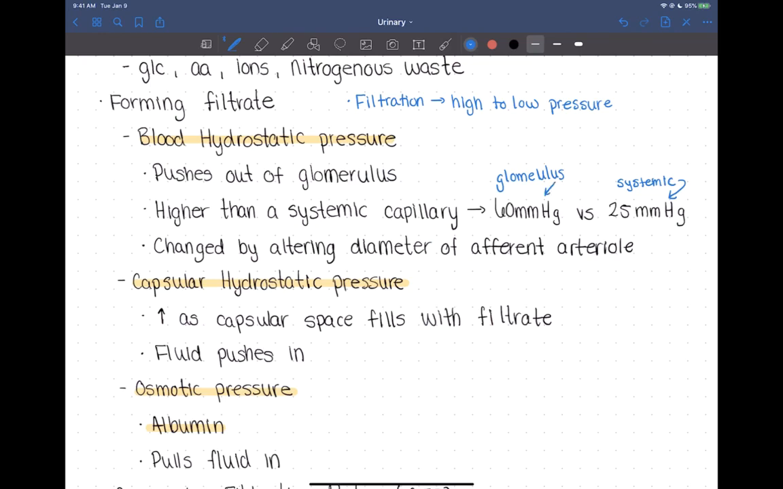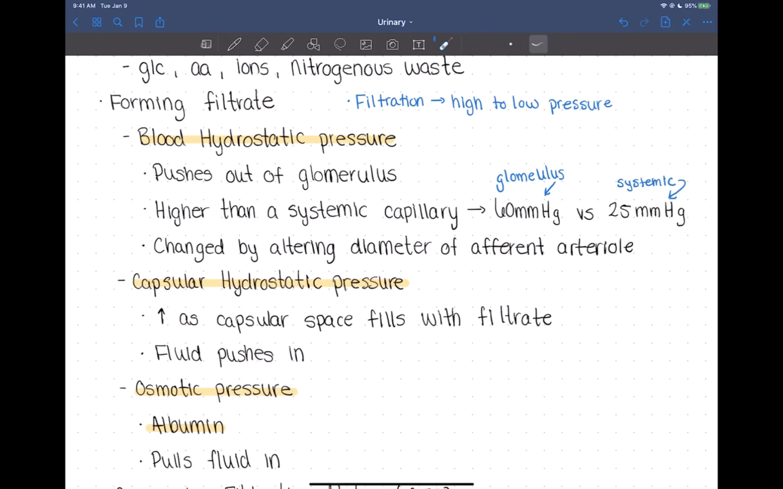And so that pressure can be changed by altering the diameter of that afferent arteriole. Let's say you want to increase the pressure in that capillary bed. What you can do in that glomerulus is make the diameter of this afferent arteriole wider than the efferent arteriole, so you're allowing more blood to enter that glomerulus than is able to leave through the efferent arteriole. Then you have a higher volume of blood entering, and it's not as easy for it to leave, so that'll increase the pressure.